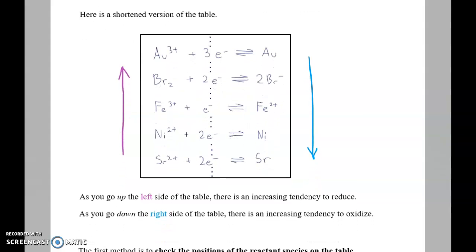And how the table works is, as you go up the left side of the table, there's an increasing tendency to reduce, or to gain electrons. And as you go down the right side of the table, there's an increasing tendency to oxidize, or to lose electrons.